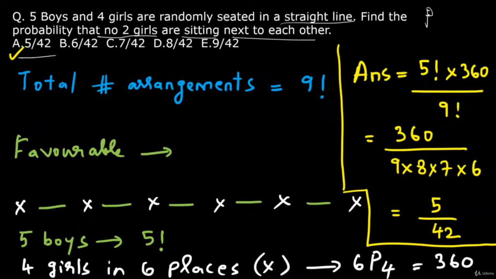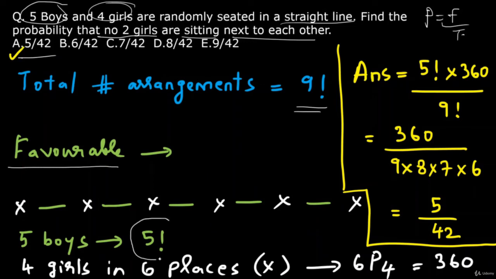Remember, probability is favorable by total. Now how many total arrangements are possible? You have 9 people, right? There are 5 boys and 4 girls. So that's a total of 9 people arranged in a straight line, which can be done in 9 factorial ways. Now let's see the favorable cases. First let's seat the boys. So that's 1, 2, 3, 4, 5, right? 5 boys are seated in these 5 places, so they can be arranged in 5 factorial ways.